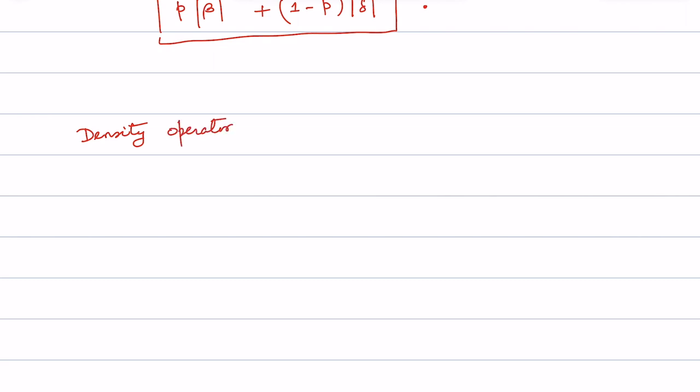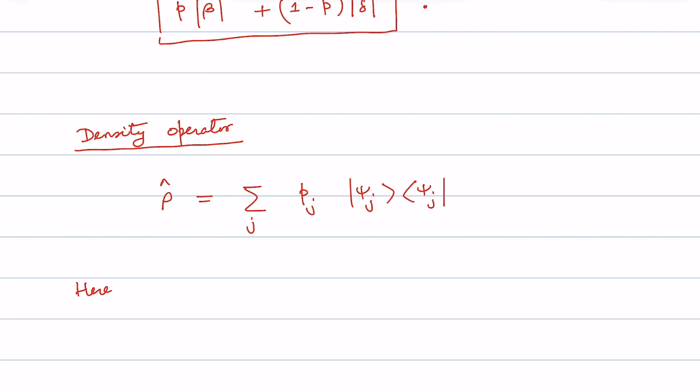Density operator. The symbol for the density operator is rho, because it's an operator. We'll put a cap there. And the definition is this: sum over j, p_j, ket psi_j, bra psi_j. It's an outer product. As you can see, it's an outer product, so it's an operator.